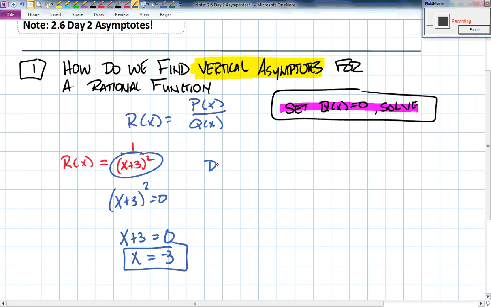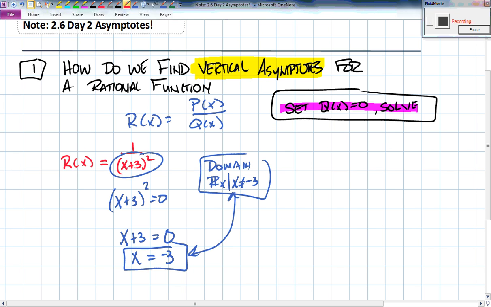So x equals negative 3 is my vertical asymptote. What is my domain for that particular function? All real numbers. Good. So are you realizing that there is a connection between the domain and the vertical asymptotes of a rational function? Hopefully you see that there is a definite link there.